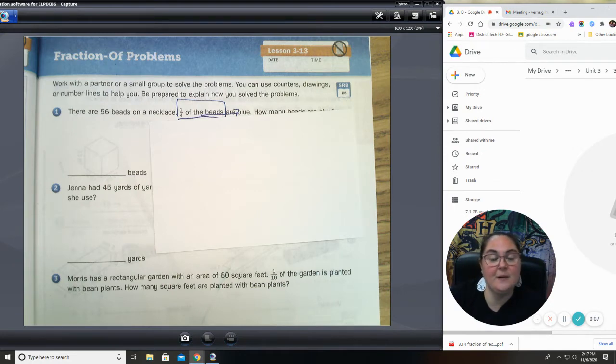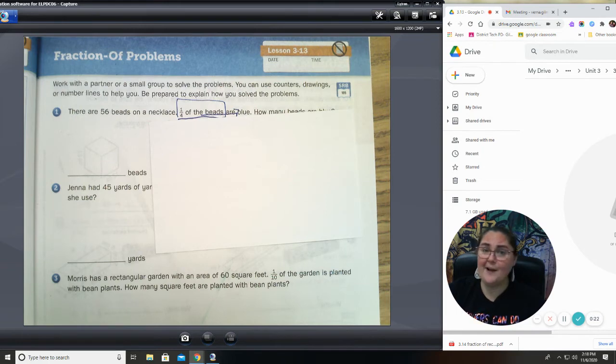So today we're going to be working on a few things. We're going to be working on using fractions and doing different things with them still, of course, but we are going to work with something called fraction of problems. So just take a guess.